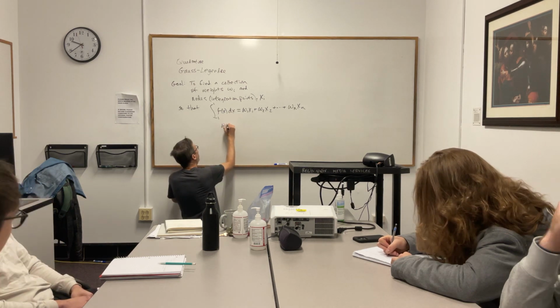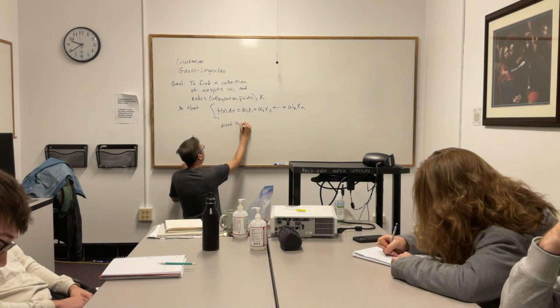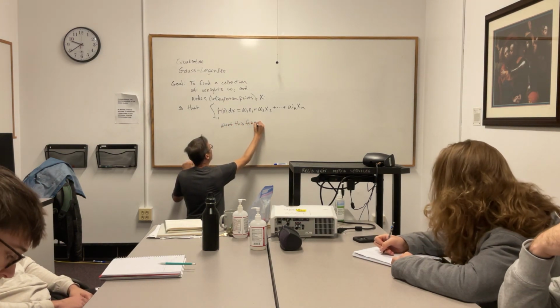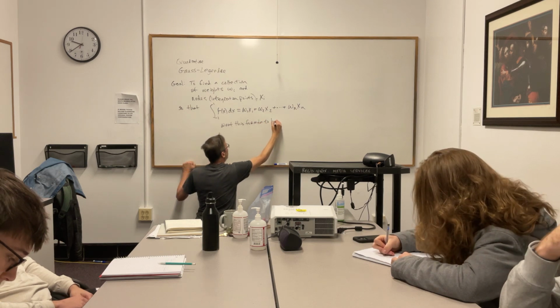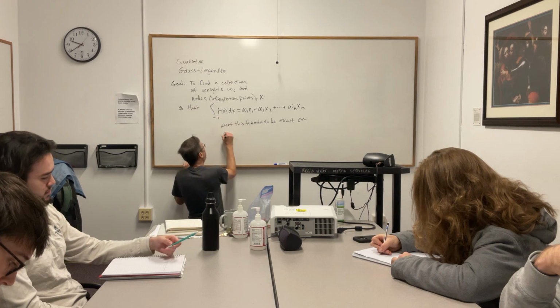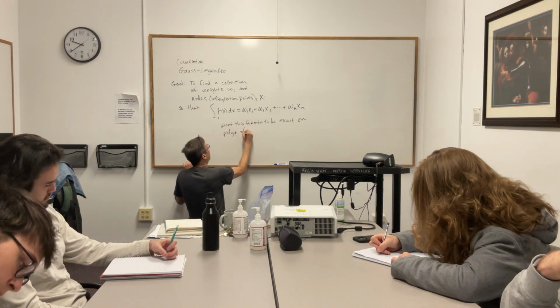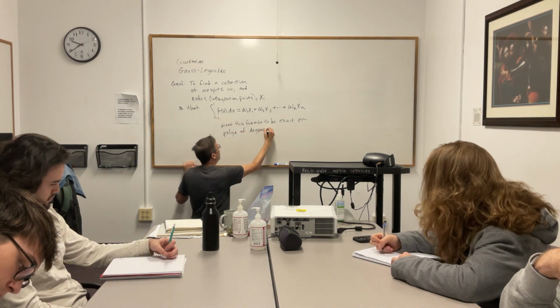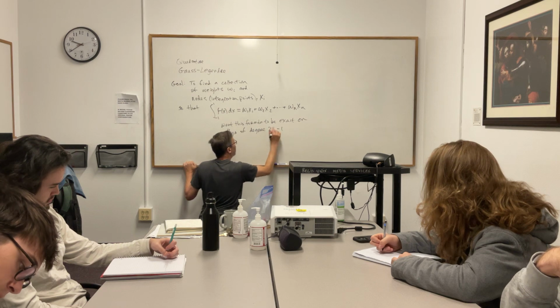So we want this formula to be exact, perfect, on polynomials of degree 2n minus 1 or less.